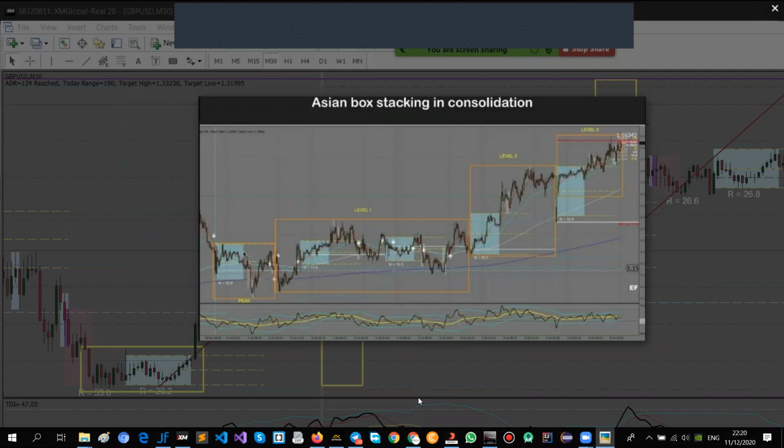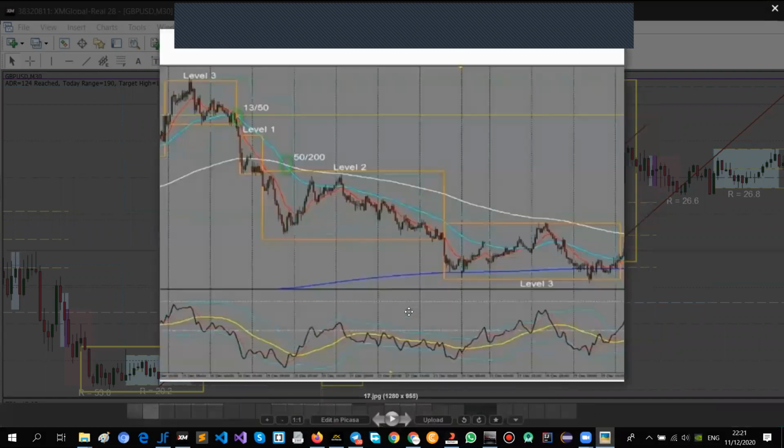So for level 2, on the H1, the 50 and 200 EMAs should cross. For level 3, the 200 and the 800 should cross.